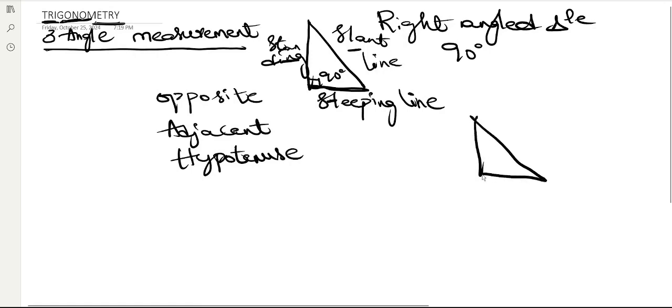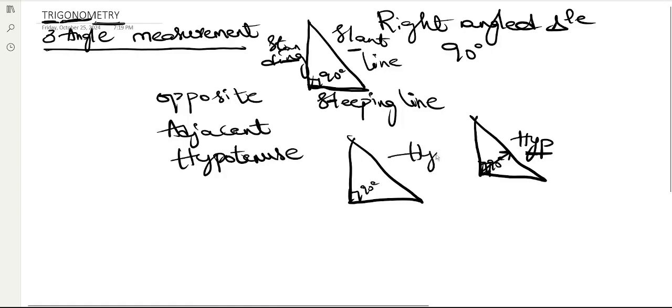So basically, in a triangle, the line which is opposite to the 90 degrees angle is considered as hypotenuse. Always remember the line which is opposite to the 90 degrees is always considered as hypotenuse, whereas this is 90 degrees. So this line would be hypotenuse, and if the angle is given here, the line which is opposite to this angle would be considered as opposite side, and the rest of the other side is considered as adjacent side.